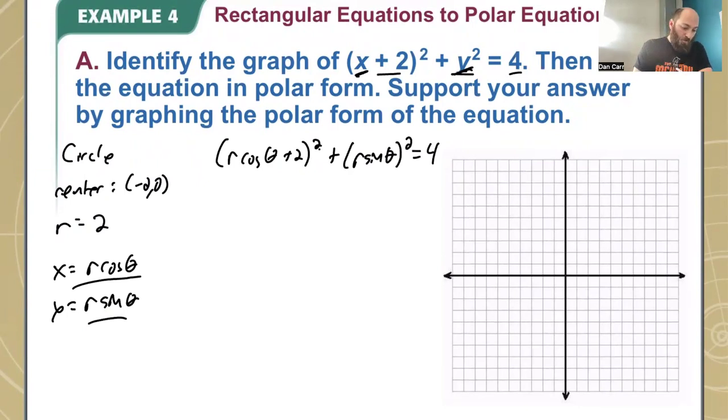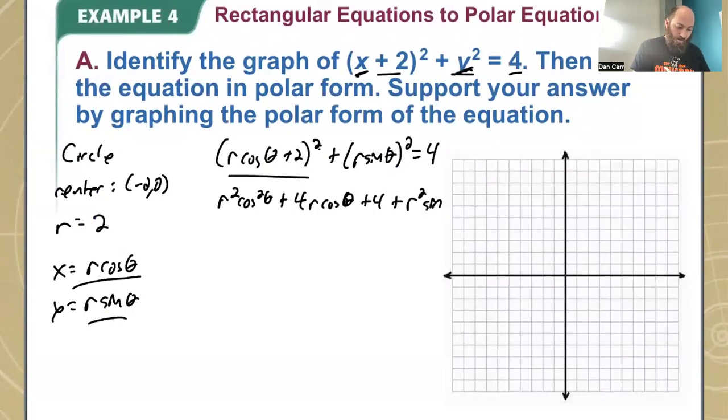Now this needs to be expanded out, so it's going to be multiplying two binomials. That will be r squared cosine squared theta plus, there's going to be 2 of these because remember with the distribution, they'll end up being 4 times r times the cosine of theta, plus 4, and then plus r squared sine squared theta equals 4.